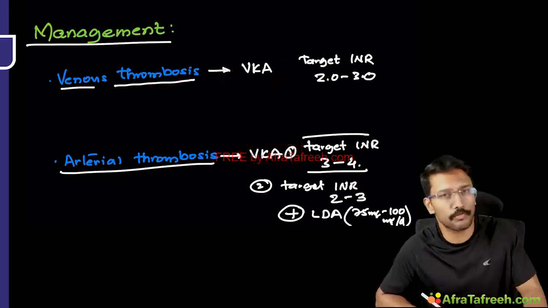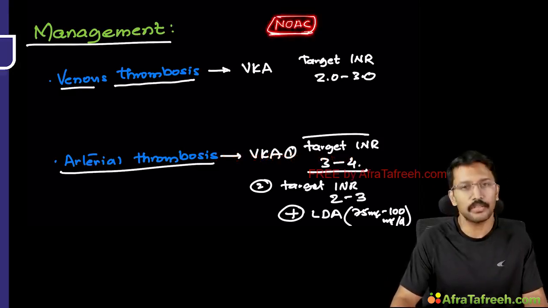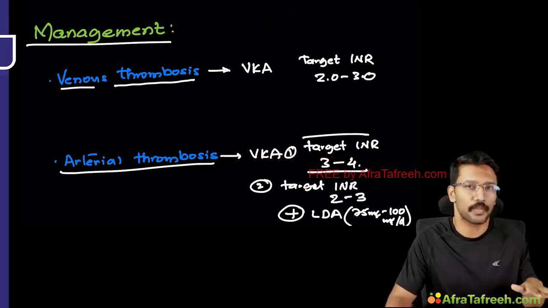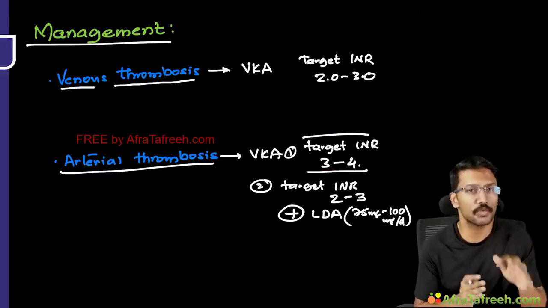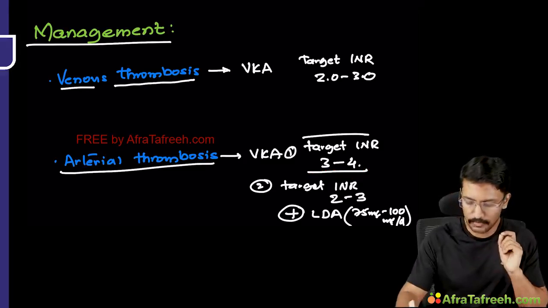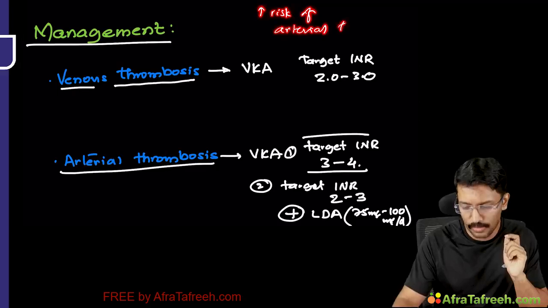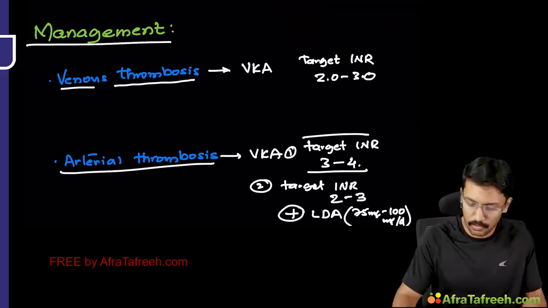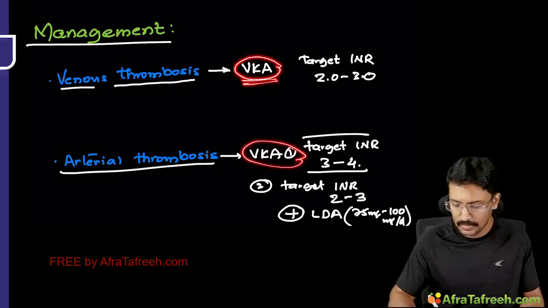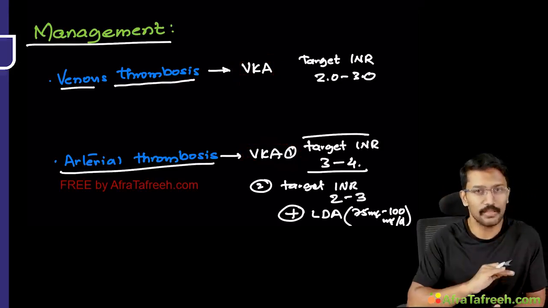Yeah, another important point I forgot to tell you. Can we use newer oral anticoagulants in patients with APS? The answer is a partial no. We don't prefer using the newer oral anticoagulants in these patients because studies have shown that using the newer oral anticoagulants is associated with increased risk of arterial thrombotic events. So because of that, we are not comfortable using them. But sometimes we don't have a choice. There are contraindications for use of VKA. In such cases, carefully monitoring the patients, we can give them newer oral anticoagulants, but that's not the standard practice.